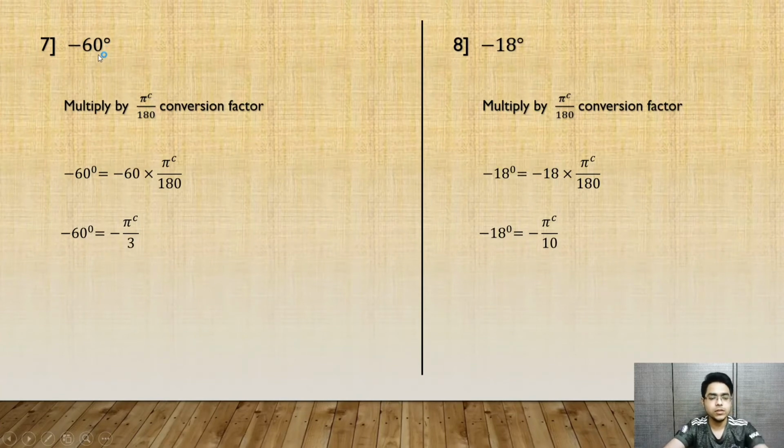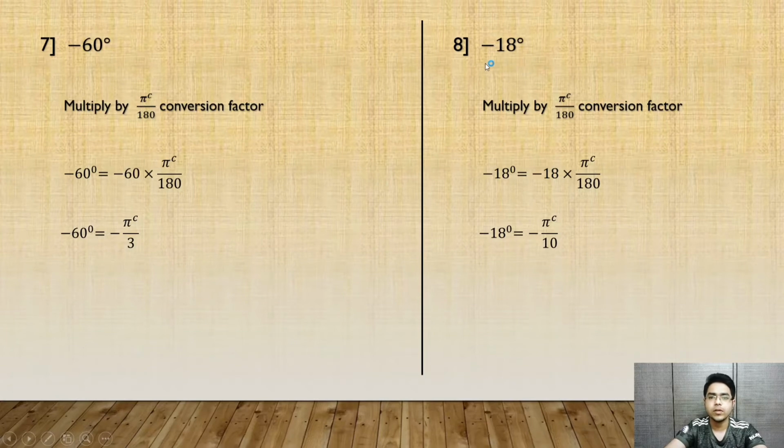Now our seventh sum is minus 60 degrees. Multiplying this by the converting factor, that is pi by 180, we will get minus 60 degrees is equal to minus 60 into pi by 180. So minus 60 degrees will be equal to minus pi by 3.